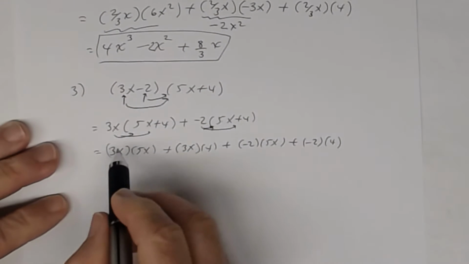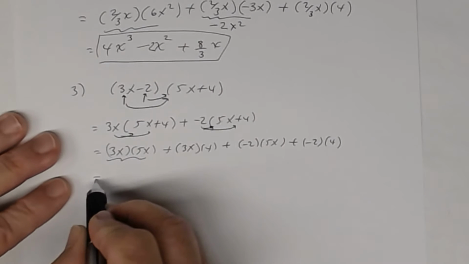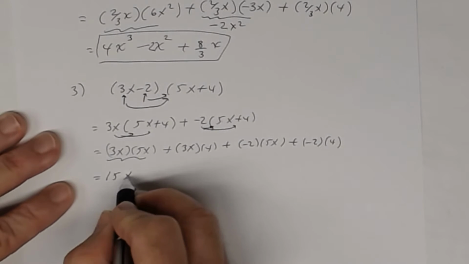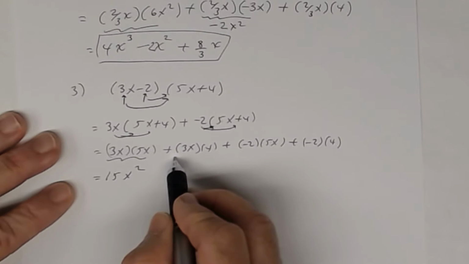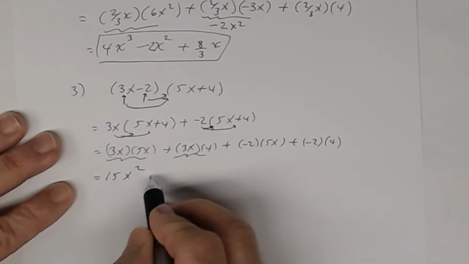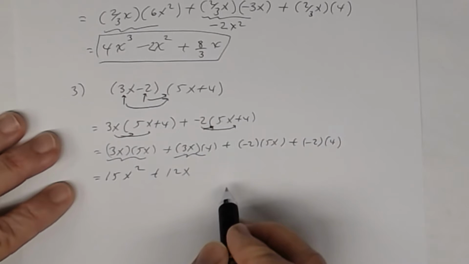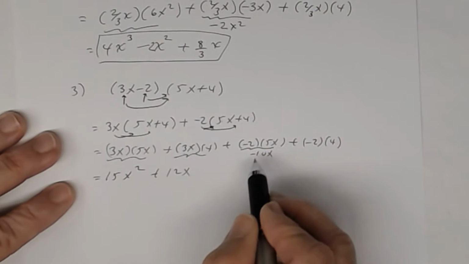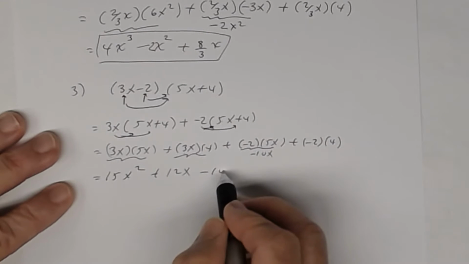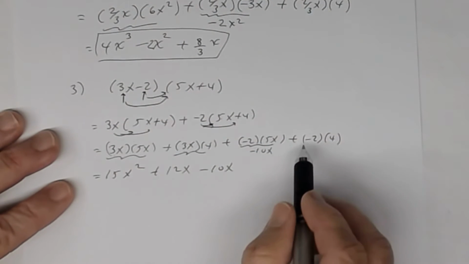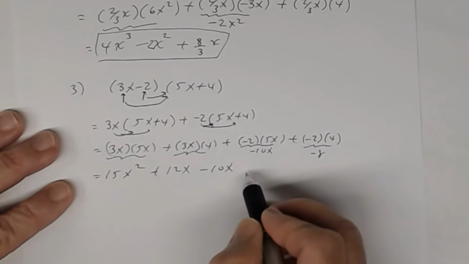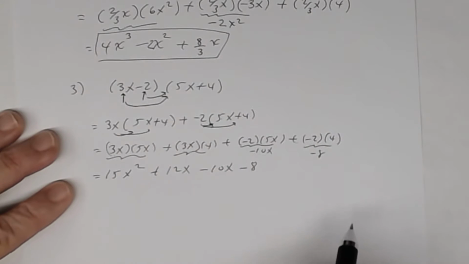Okay, let's deal with each product. 3x times 5x. So 3 times 5 is 15. x times x is x squared. So I get 15x squared. Over here, 3x times 4, that's a positive 12x. Over here, this is a negative 10x. So adding a negative 10x means the same thing as subtracting 10x, so I'm going to write it like this. And then negative 2 times 4 is a negative 8. So adding a negative 8 means the same thing as subtracting 8.